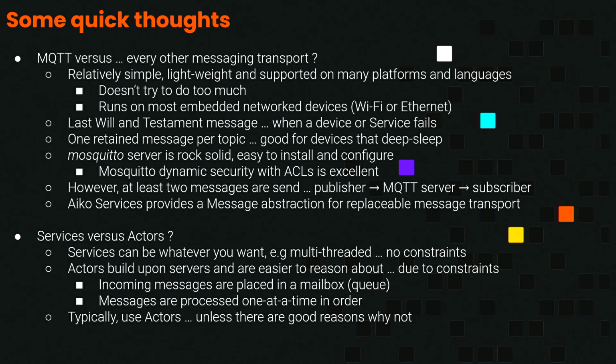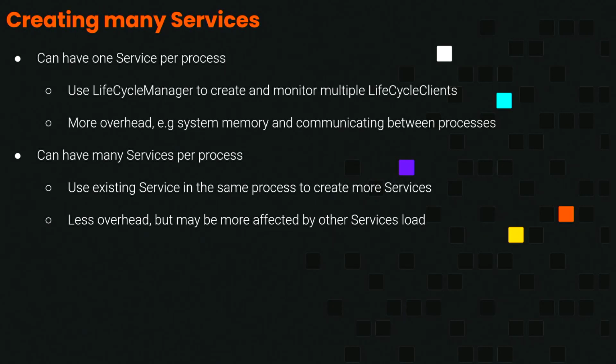Services versus actors: I sort of swap back and forth between the two, but services pretty much allow you to do anything you like. They can be multi-threaded, there are no constraints, whereas actors, because of the actor model, have constraints that make them easier to reason with. They have an inbox for incoming messages, which they work through one at a time, and that prevents race conditions and so on. Because I want this to be very lightweight and scalable, we can have one service per process, which can be quite heavyweight, or you can have multiple services per process.